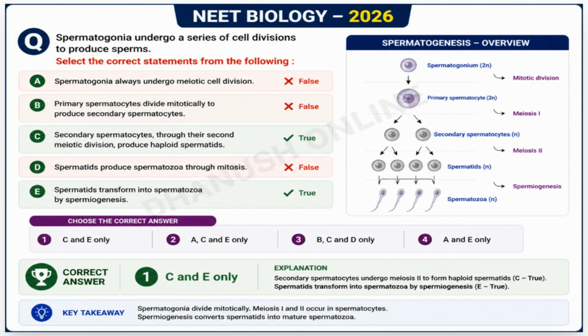Select the correct statements about spermatogenesis. Secondary spermatocytes produce haploid spermatids through their second meiotic division. Spermatids transform into spermatozoa by spermiogenesis.